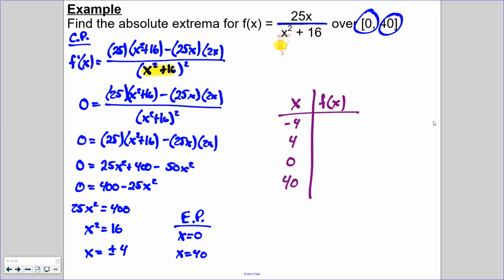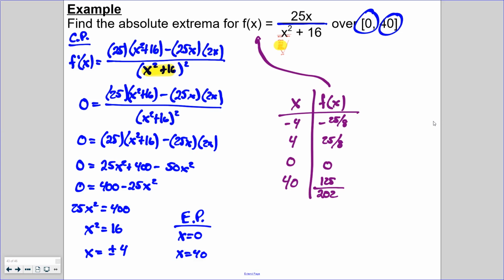When I plug these into our original function, I'm going to get -25/8, +25/8, 0, and 125 over 202.